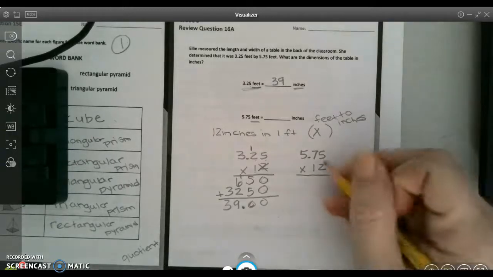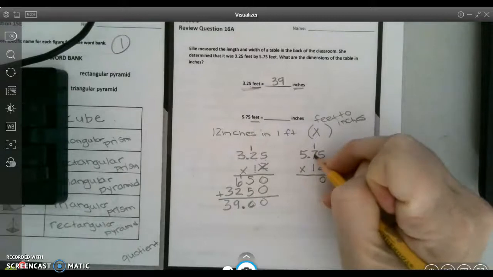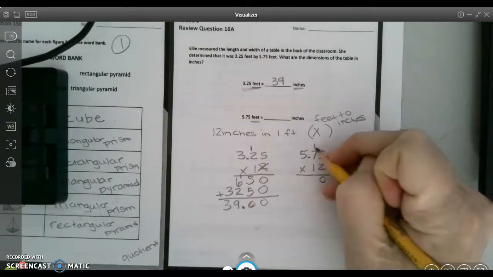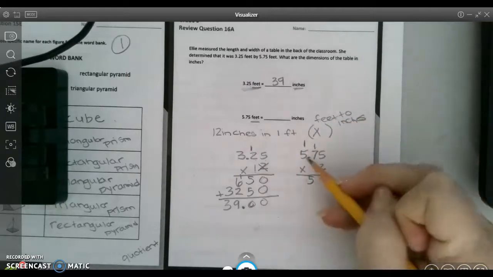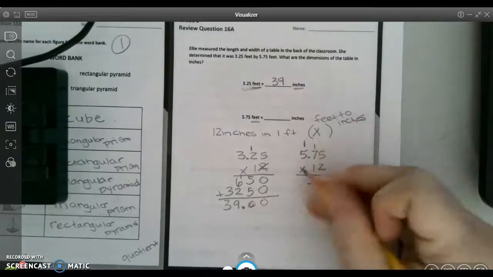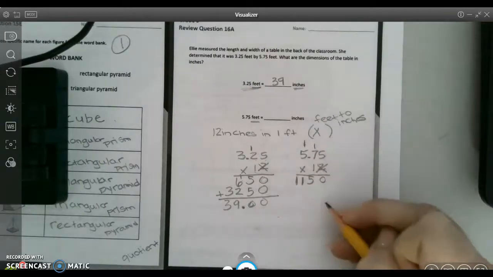All right, so 5 times 2 is 10. 7 times 2 is 14, add 1. Carry the 1. 5 times 2 is 10, add the 1. And we're done with the 1s.